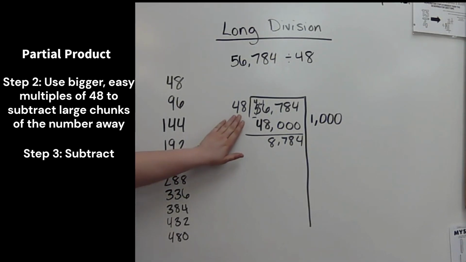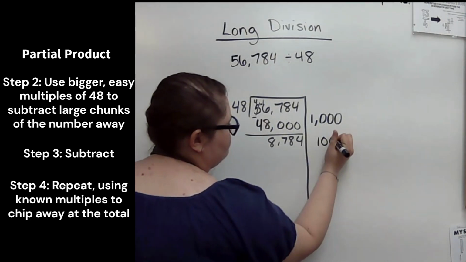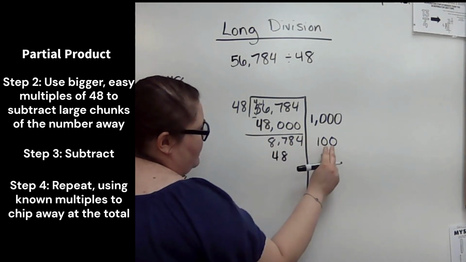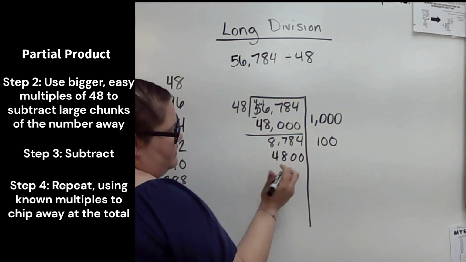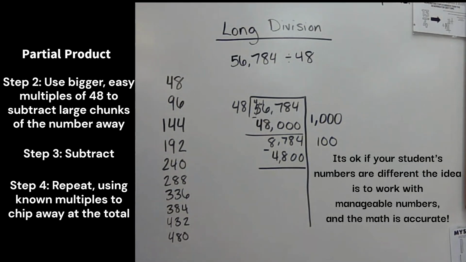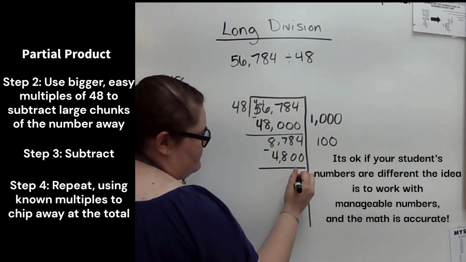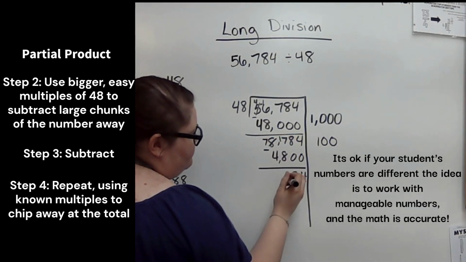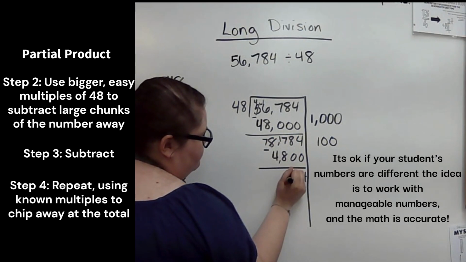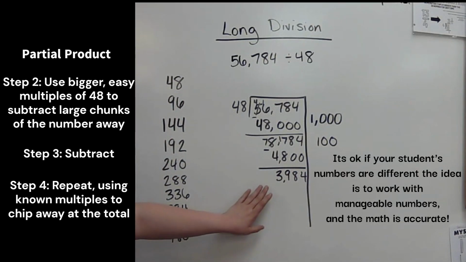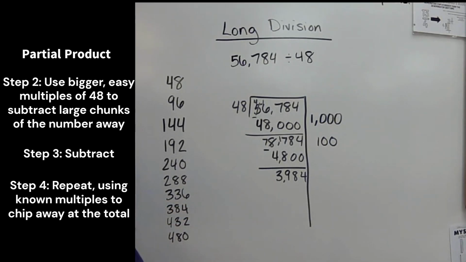Well, 48 times 100 is going to give me that 48 times 1, and I'm going to add 2 zeros. So that gives me 4,800. I'm going to subtract again. I have to do a little bit of regrouping again. And now I'm left with 3,984.